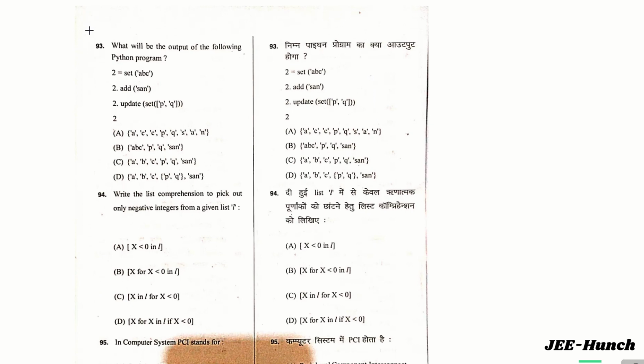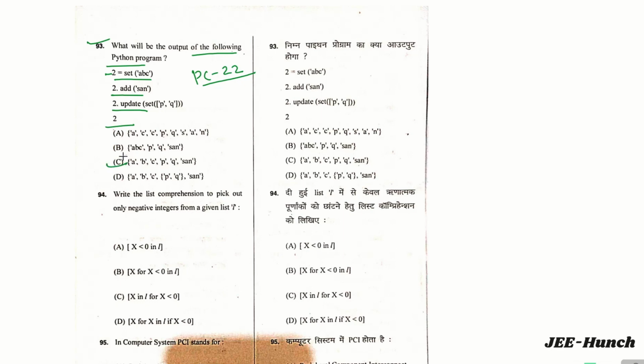Question number 93. What will be the output of the following Python program? This is PC22. Set of A, B, C, 2 dot add, 2 dot update, again 2. So here option number C is correct: A, B, C, P, Q.